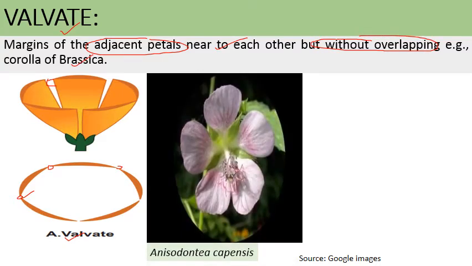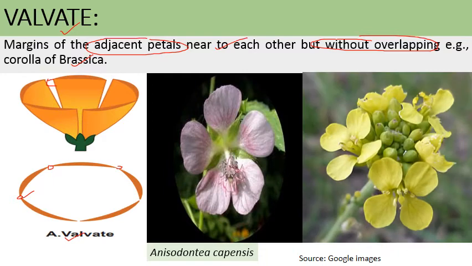ये एक और corolla है. It is the corolla of Anisodontea capensis, and this is the flower of Brassica. In this we can see here जो petals हैं वो एक दूसरे से separated हैं, एक दूसरे के पास हैं but एक दूसरे को overlap नहीं करती. So this type of estivation or arrangement of petals or sepals is known as valvate estivation.